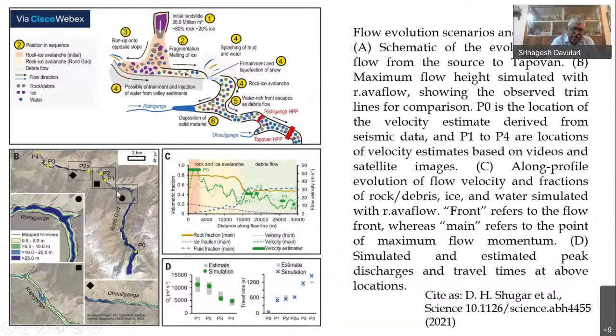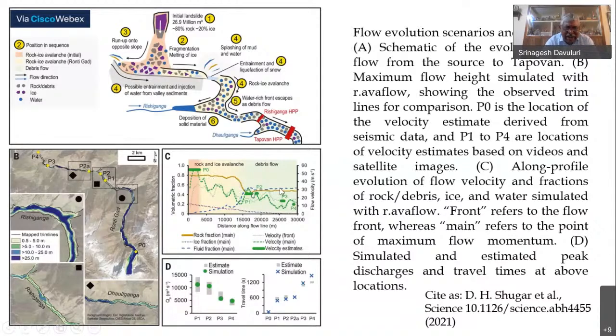What you can see is that at five different locations they have mapped the trim lines and the velocities at which this water was flowing. This paper appeared in Science, and a lot of Indians are involved in it. You can also see how much rock and ice started flowing. It started flowing at almost 60 meters per second velocity. By the time it comes to P4, the velocity decreases to 10 meters per second. So it was coming at tremendous speed. And what you can see, the yellow one is the rock fraction.